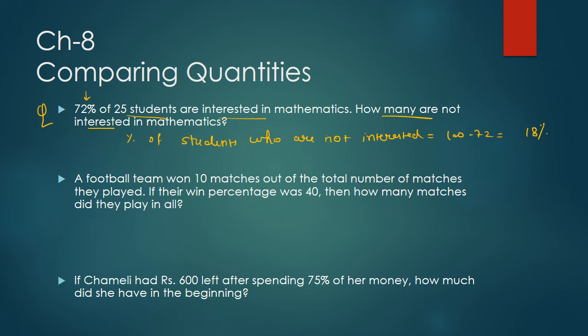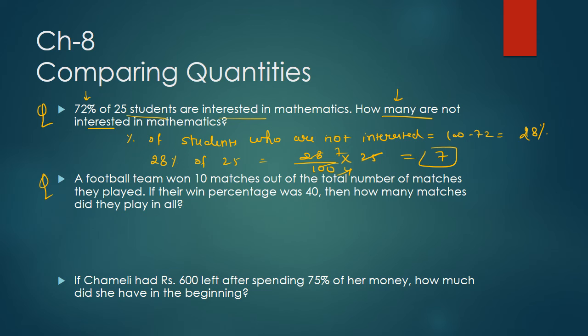28%, in fact. So 28%. Now, because the question wants exact numbers, 28% of 25 will be 28 percentage. When you remove percentage, you have to divide it by 100. Of means multiply by 25. 25 4s are 100, 4 7s are 28. So 7 students do not like maths.